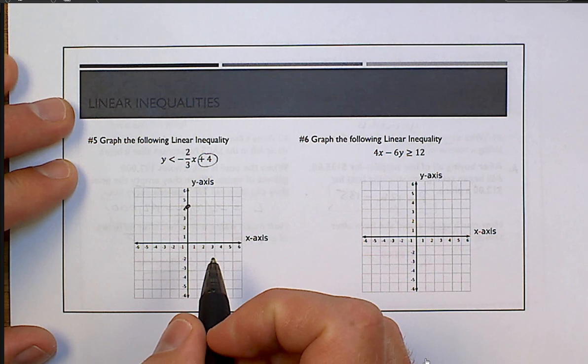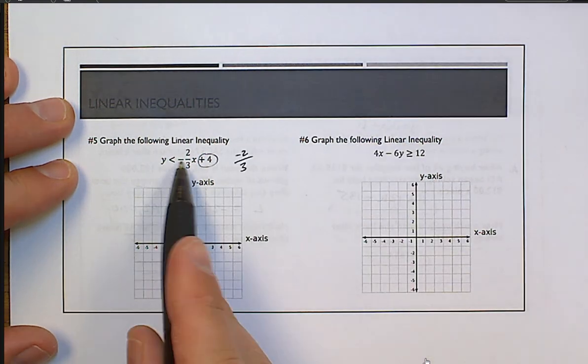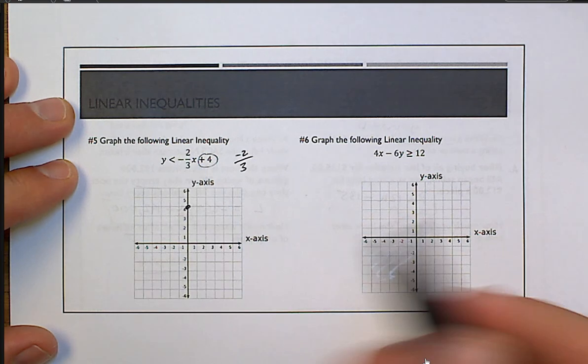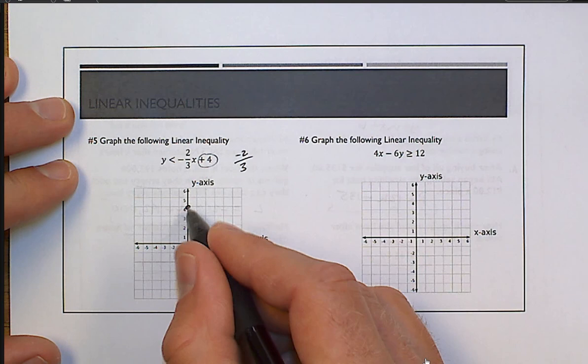Now, back when I taught Algebra 1, if there is a negative sign out in front, I usually put it on the top number. You can put it on the bottom number if you want. So I'm going to go down 2 and to the right 3, down 2 to the right 3, 1, 2, 3.